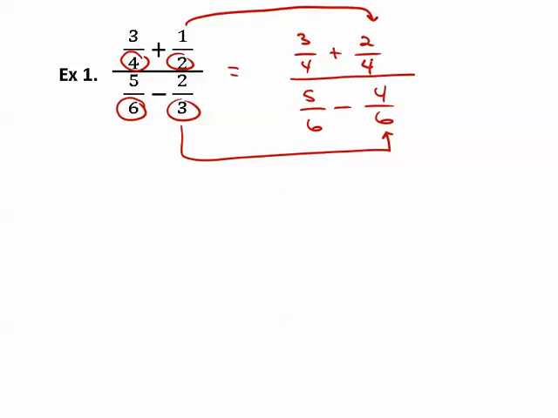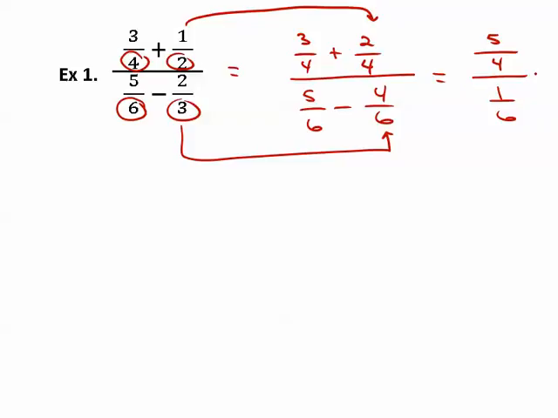All right, so now we can simplify the top. We have on top 3/4 plus 2/4. When you're adding fractions, you keep the common denominator and you add the numerators. That gives us 5/4. For the denominator, we have 5/6 minus 4/6. That leaves us with 1/6. Once again, we keep the common denominator and subtract the numerators.